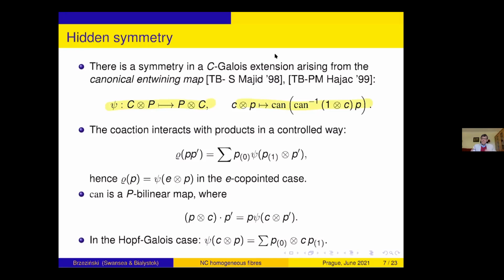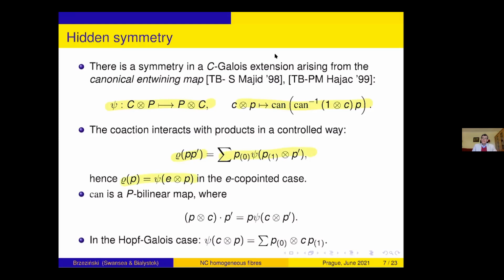Now, this map psi really replaces the compatibility between the multiplication on C and the multiplication on P, or the coaction and the multiplications. Well, there is no multiplication on C, but we have this replacement. So rho of the product of two elements in P can be expressed in this way. So we can calculate rho on the product by using the map psi. So P0, P1 means that I applied rho to P, the Sweedler notation. Okay, and then immediately one finds that rho of P is, in the copointed case, psi of E tensor P. So you can recover the coaction just from psi.